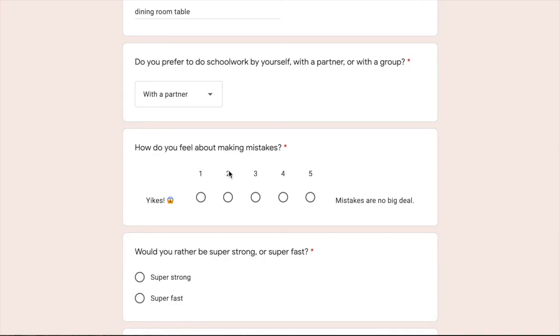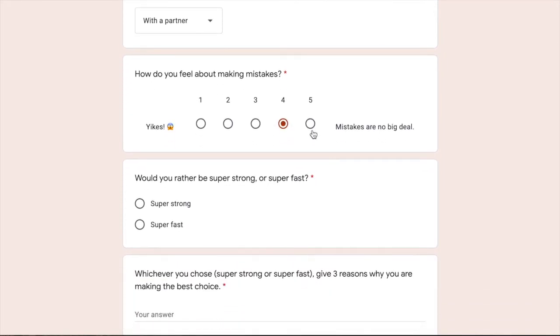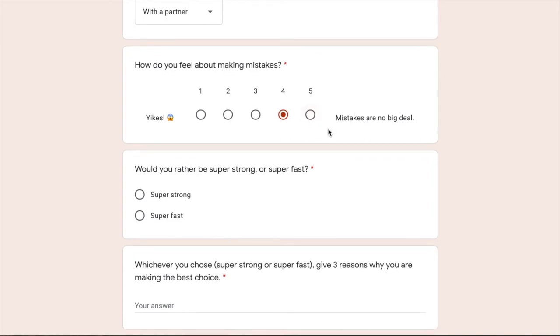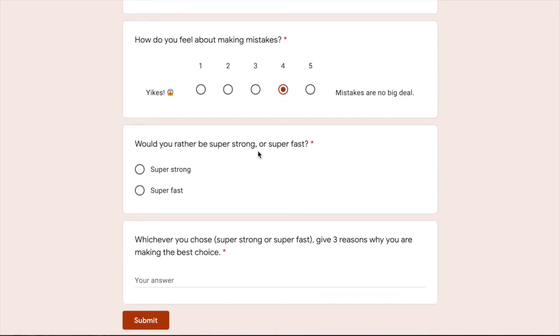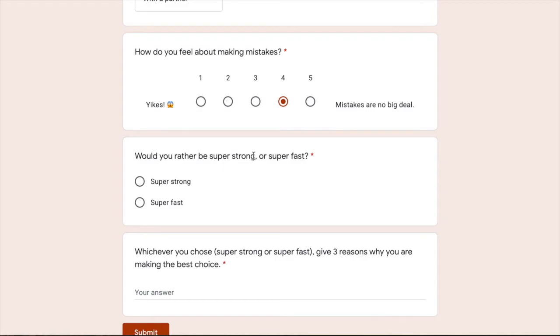I have to pick one to go on. I'll do that. Well, depends on the mistake for me. This is just your normal multiple choice question. Here there's only two choices. Would you rather be super strong or super fast? I'll click that one. Now, on multiple choice questions, you cannot choose two answers. You have to pick just one or the other.